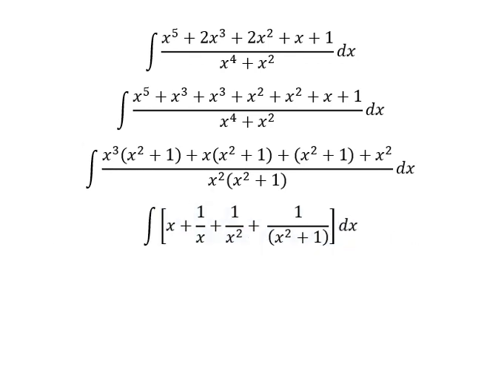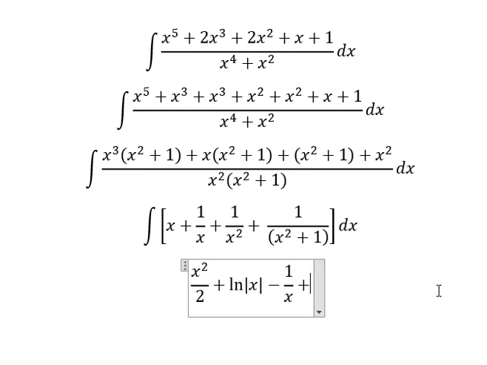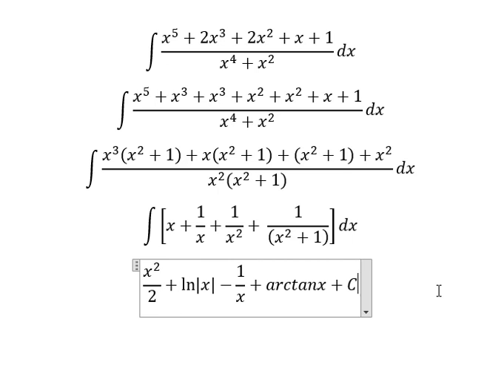The integration of s, we have s squared over 2. The next one, ln of the absolute value of s. The next one, negative 1 over s. And the last one. This is the end.